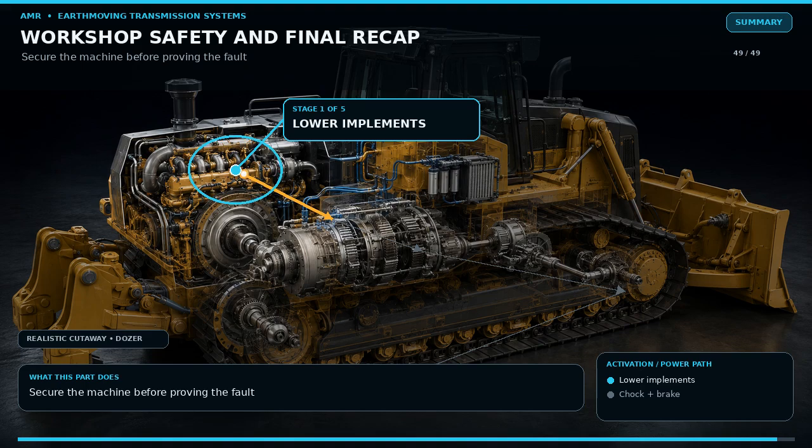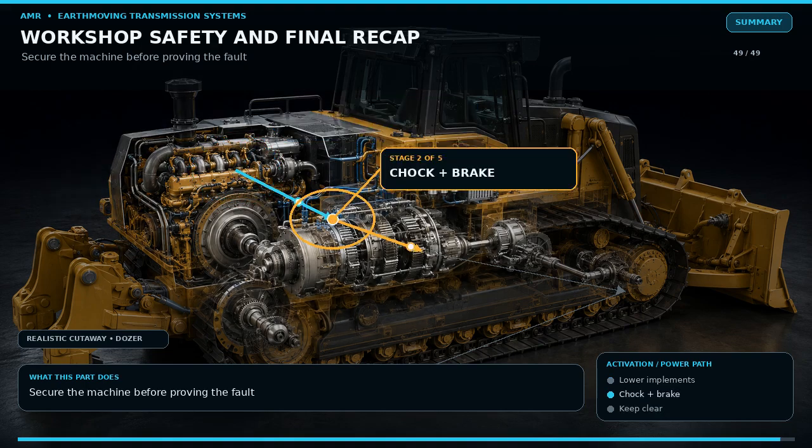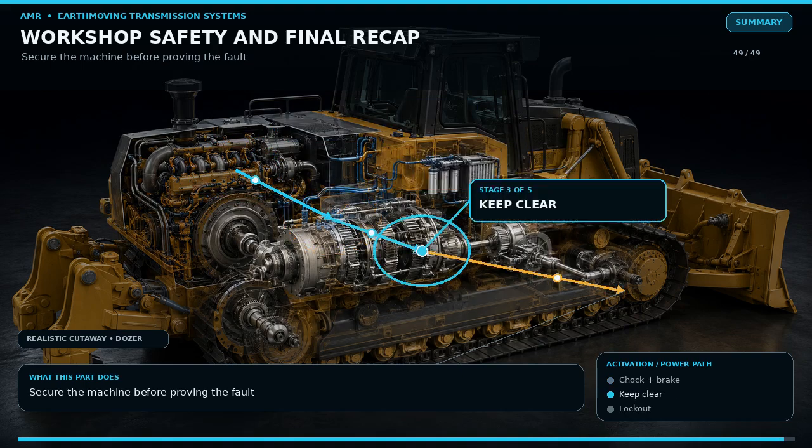Before any live transmission test, lower implements, use wheel chocks or track blocks as specified, fasten the seatbelt, keep people clear, and use a trained operator and spotter. Support raised components with approved stands. Hydraulic injection injuries require immediate medical treatment. Hot oil and rotating shafts can cause severe injury. Electric drive machines require the full high-voltage shutdown, discharge, lockout, and absence of voltage verification procedure.